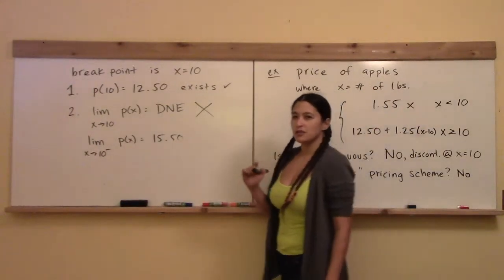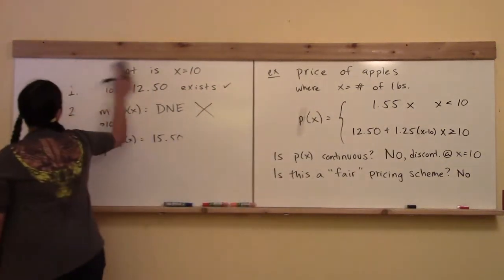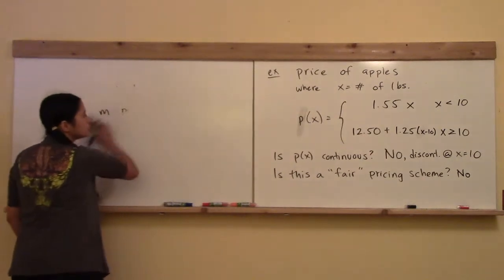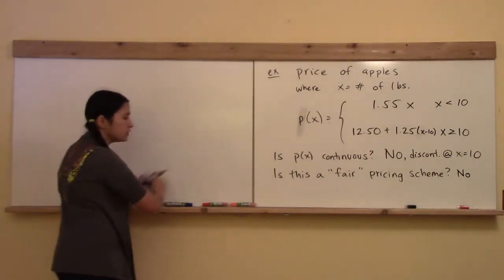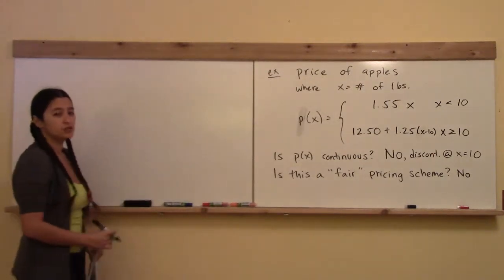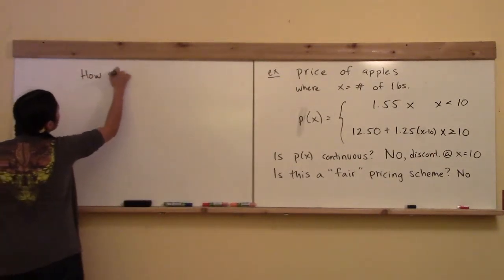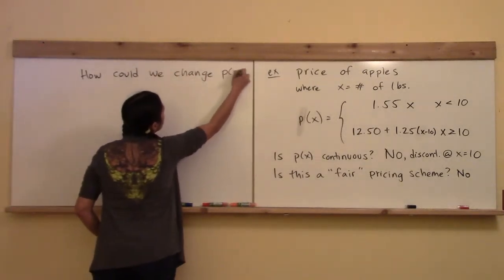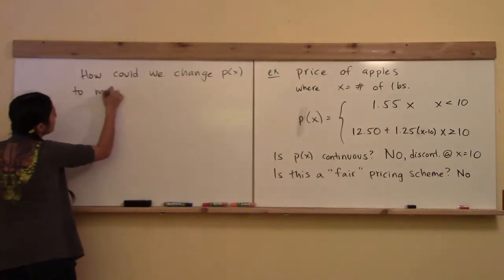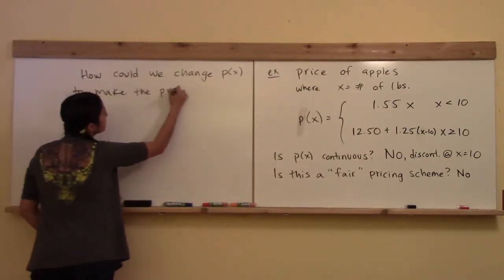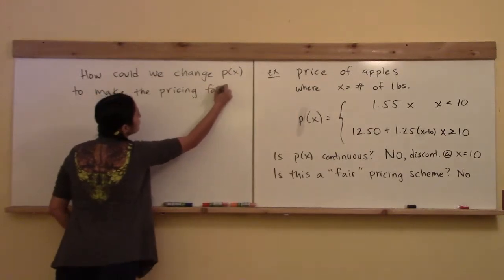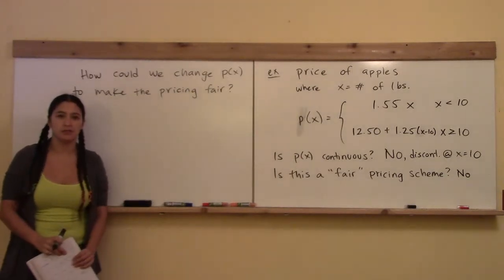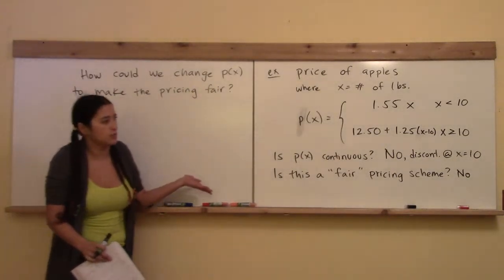Now let's challenge you a little bit further. Let's pretend that you're the apple salesman. How could you change your function p of x so that now it would be fair? Basically make the function continuous. How could we change p of x, and there's multiple answers for this, to make the pricing fair? I would like to invite you to try it out and just see what kind of answer you can come up with.